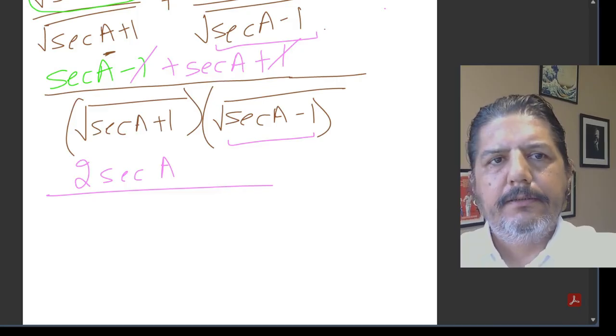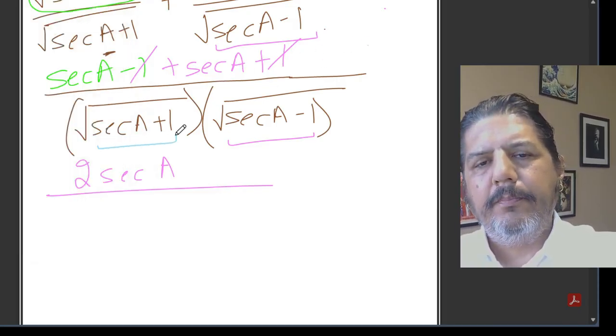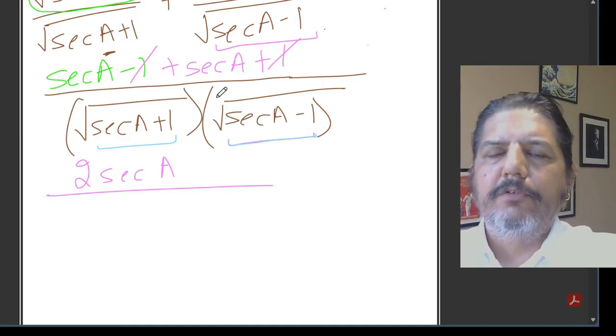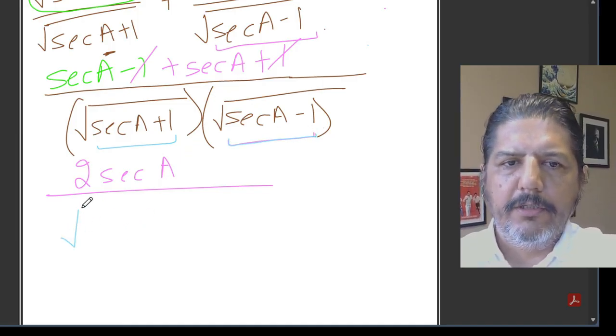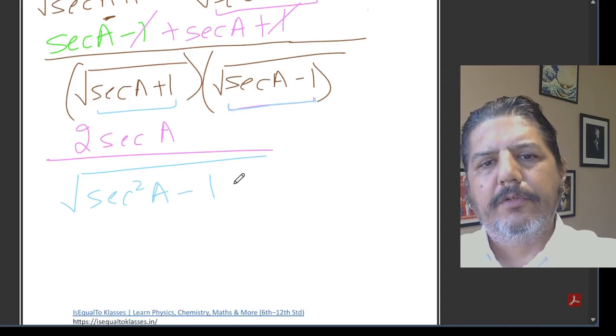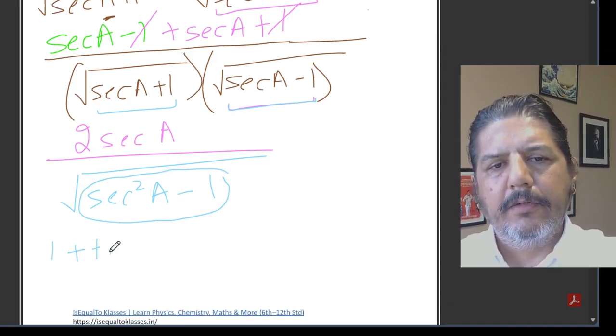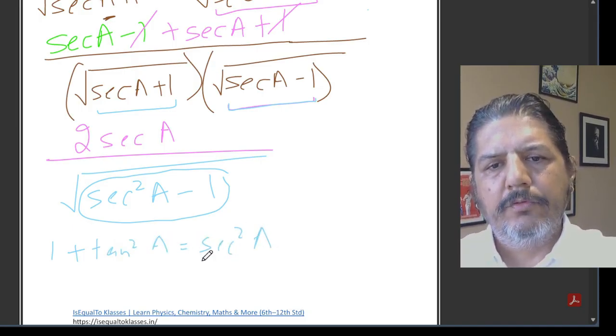If you look closely, this is a plus b into a minus b. A plus b into a minus b is a square minus b square. The root will remain, and it will be equal to secant square A minus 1. Hope this is making sense. Now when you look at this, we understand that 1 plus tan square A is equal to secant square A. So secant square A minus 1 will be equal to tan square A.